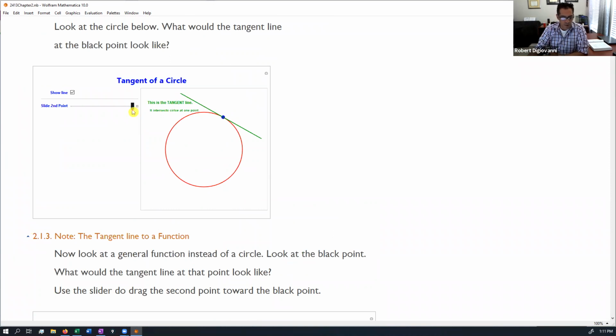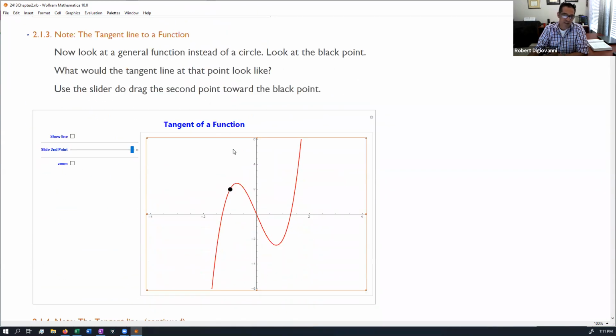So think about this. If I have another line that goes through this black point, and it touches at another point on the circle, then it can't be the tangent line. It can only touch at one point, and that's what makes it uniquely the tangent line. But on a graph, it's a little different. So let me show you.